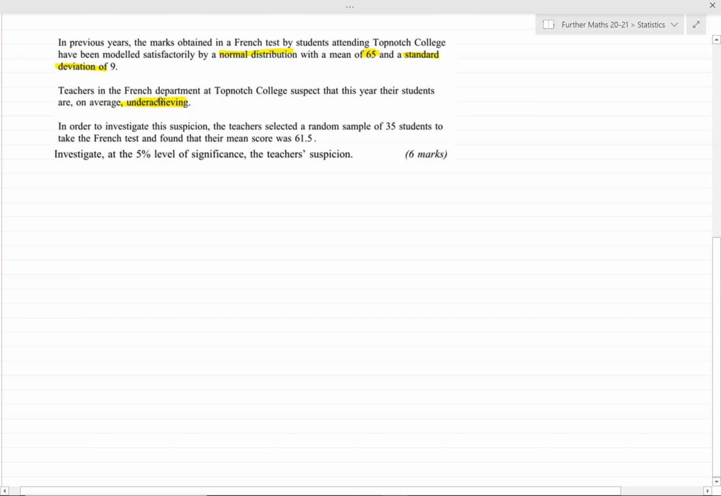That's quite a key word, because it suggests it's going to be a one-tailed test with the inequality in that direction, that the students of this particular college are not doing as well as the general population. In order to investigate this suspicion, the teacher selects a random sample of 35 students to take the French test and finds that their mean was 61.5. Investigate, at the 5% level of significance, the teacher's suspicions.